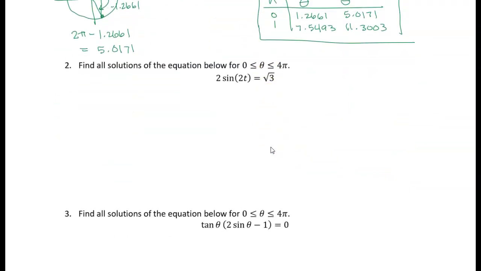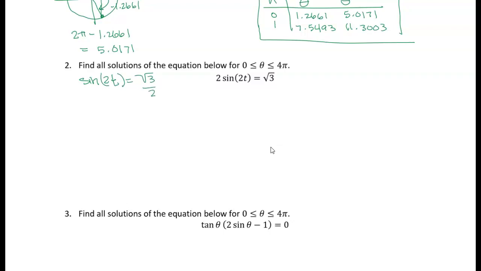All right, let's take a look at the second practice problem. Here we're asked to find all solutions for the equation below for theta between 0 and 4 pi. Again, 0 and 4 pi. So this one we have a 2 times sine of 2 theta. Now, if we just divide both sides by 2, we get sine of 2 theta, or 2t, equal to square root 3 over 2.